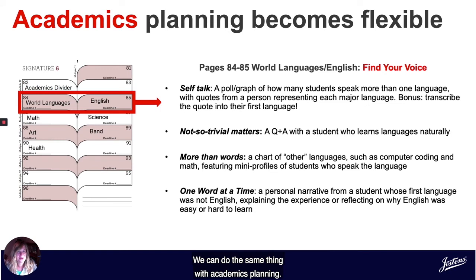We can do the same thing with academics planning. And so if we're used to doing a world languages and an English spread, for example, we could change it to a topic called Find Your Voice, where we would have those same kinds of headlines, self-talk, not so trivial matters and more than words, and each one of these could deal with language and how that authentically crops up in students' lives at home and in their studies.